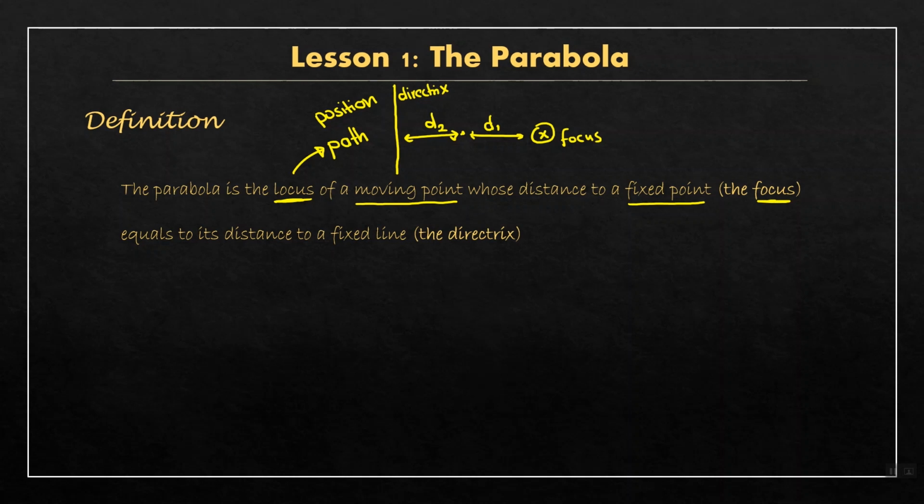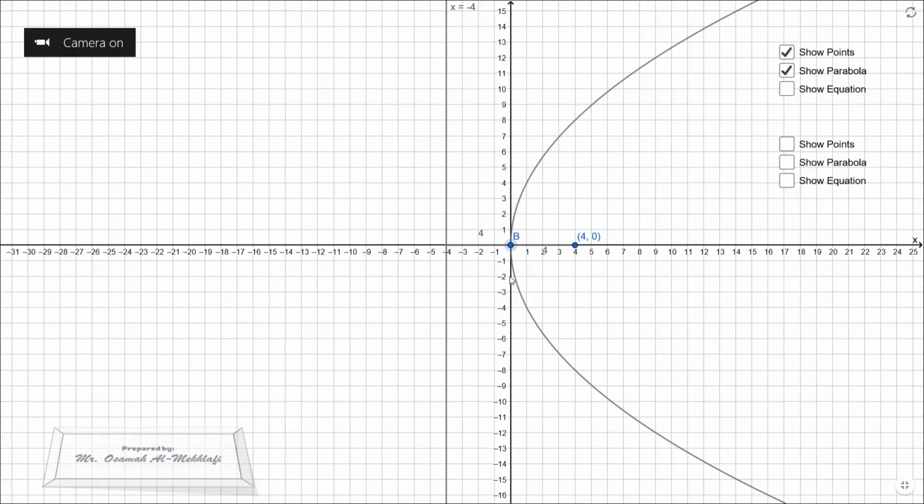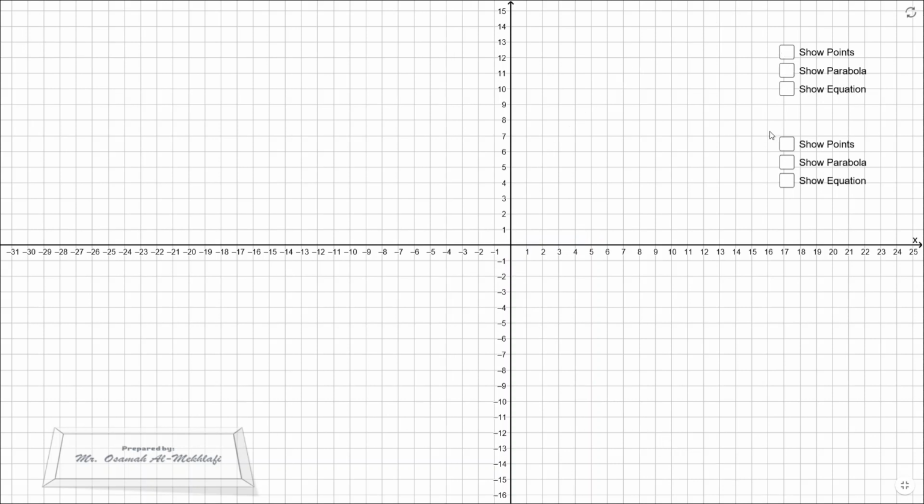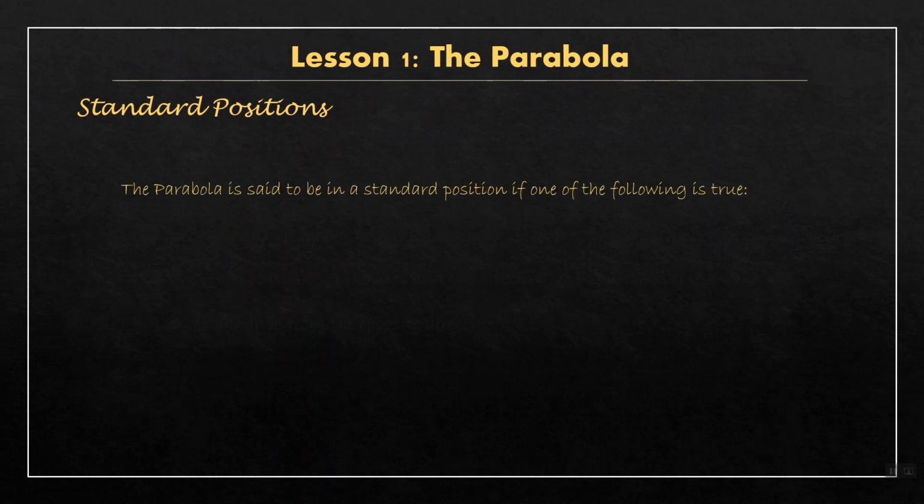Okay, let's move on. Now, there is an important thing that you need to understand before we move on into the lesson. Parabolas have what we call standard positions. Now, what do we mean by standard positions? Look at this, guys. There are some conditions at which we can say that the parabola has standard position. Let me show you these conditions first before I go to the graph. Look at this. We say that the parabola is said to be in standard position if one of the following is true. Now, look at this.